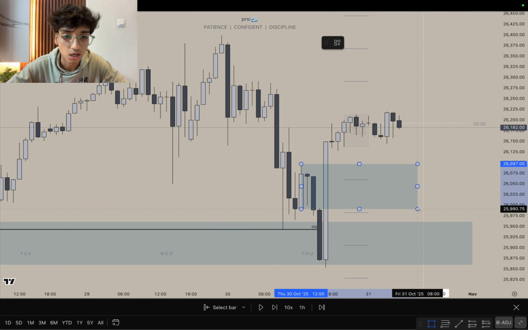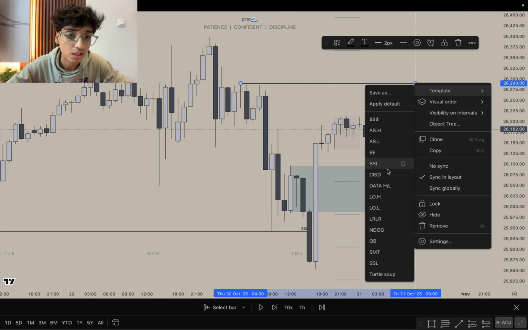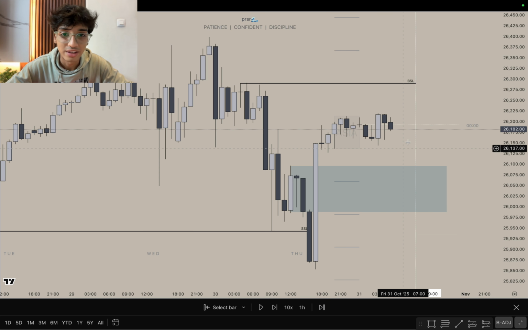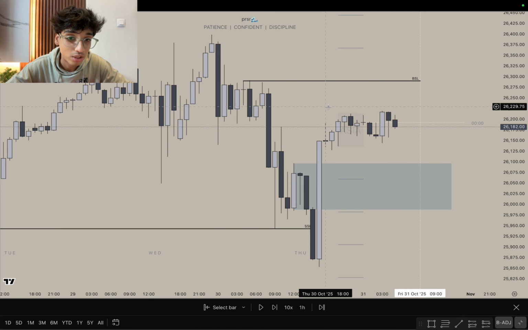So I marked out this breaker block right here. Although we have this generated buy side liquidity as a target, I'm pretty confident in this buy side liquidity because they are always stacked highs, and stacked highs are a magnet for the price to move.